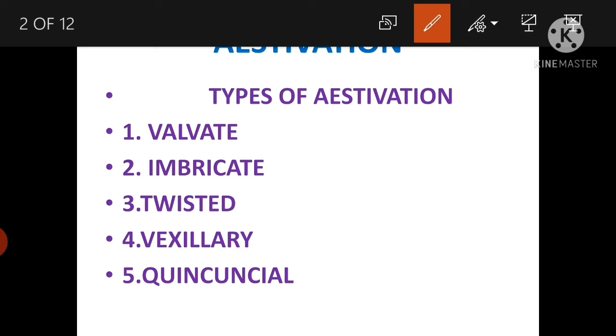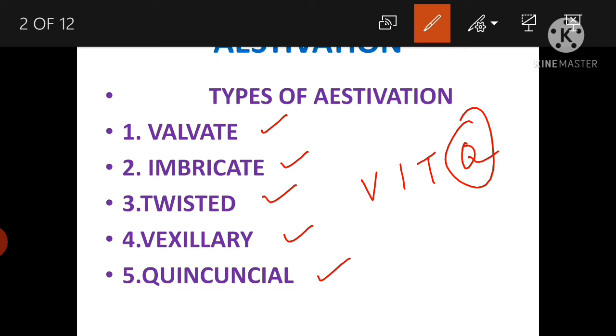Types of aestivation: there are 5 different types. They are valvate, imbricate, twisted, vexillary and quincuncial. To remember these types of aestivation, you can remember VITQ. VIT is a very popular institution, Vellore Institute of Technology, and then Q. So it is valvate, imbricate, twisted, vexillary and quincuncial.